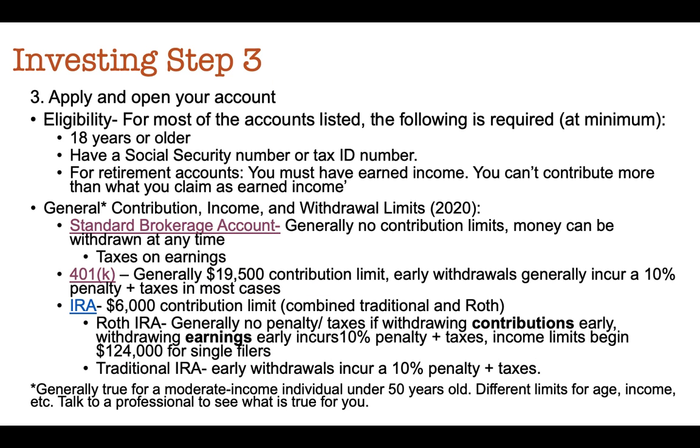Third is applying and opening the account. Again, I'm going to link the complete guide to all of these for you if you want to read more about them. For most accounts, though, at a minimum, you have to be 18 years or older and have a social security number and/or tax ID. And if you're looking for a retirement account, you typically have to have earned income to be eligible to contribute to any of the retirement accounts listed.